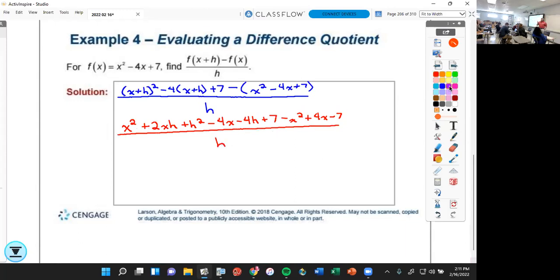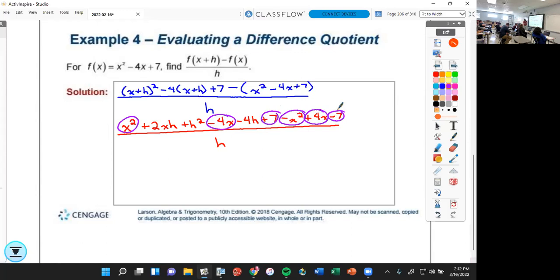Here's something that's interesting. Every term in the top that does not have an h actually cancels. How? What is x squared minus x squared? 0. Gone. What is negative 4x plus 4x? Nothing. Gone. What is 7 minus 7? Nothing. They're all gone. What's left?